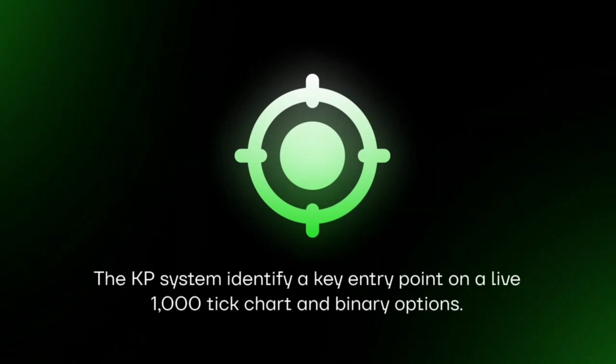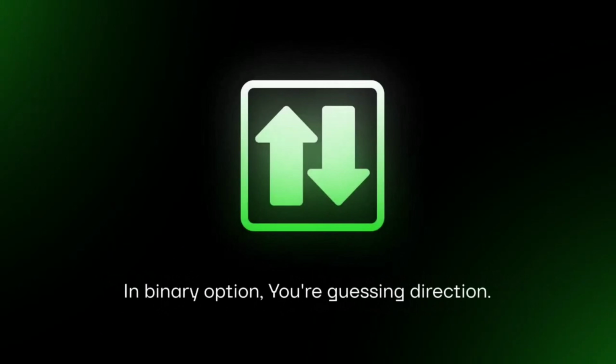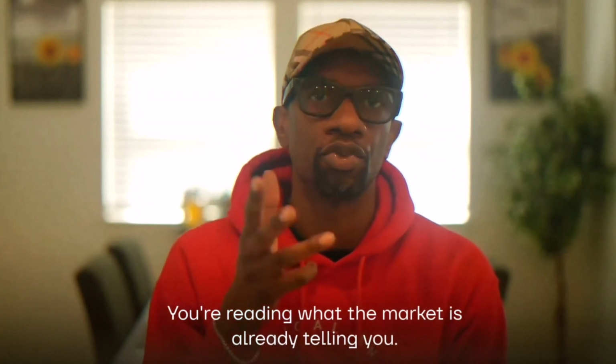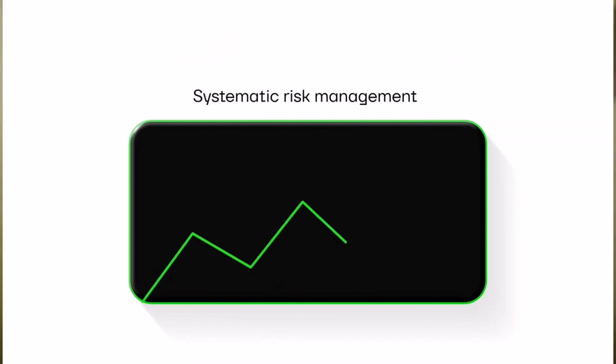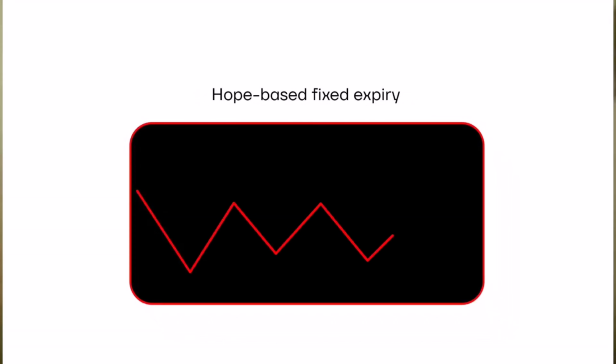Quick visual. The KP system identifies a key entry point on a live 1,000 tick chart. In binary options, you're guessing direction. In the ES futures with the IOTS, you're reading what the market is already telling you. Show the discipline difference: systematic risk management versus hope-based fixed expiry.